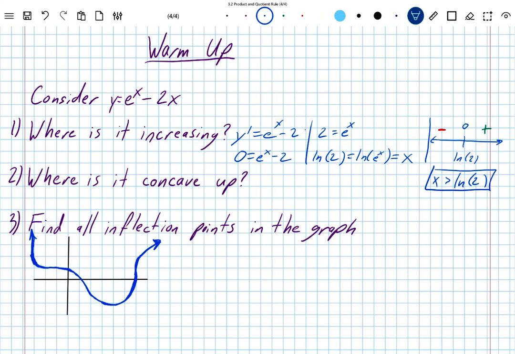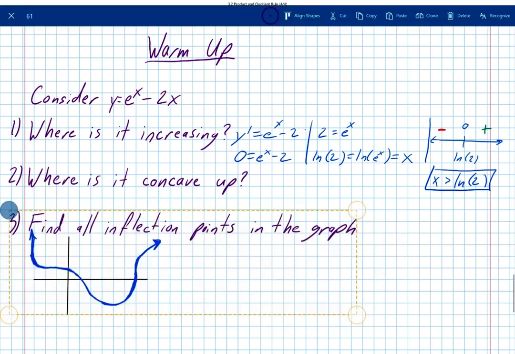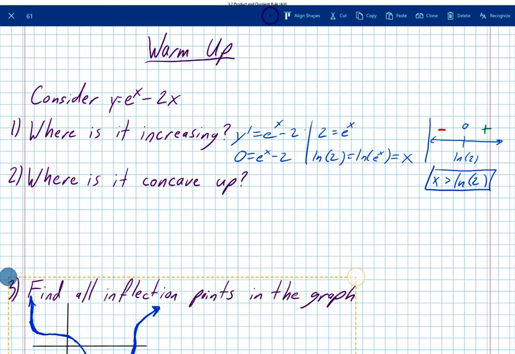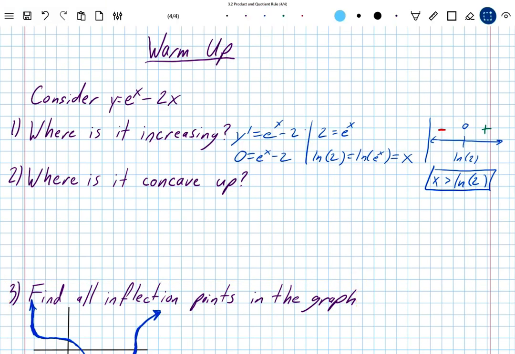All right. Where is it concave up? I think I need a bit more room for this. For concavity, what do you need to do? Well, this is a test of my second derivative, so I'm going to need a y double prime, which means I need the derivative of e to the x minus 2, which is just e to the x minus 0. So just e to the x. All right, concave up. That means my second derivative is positive.